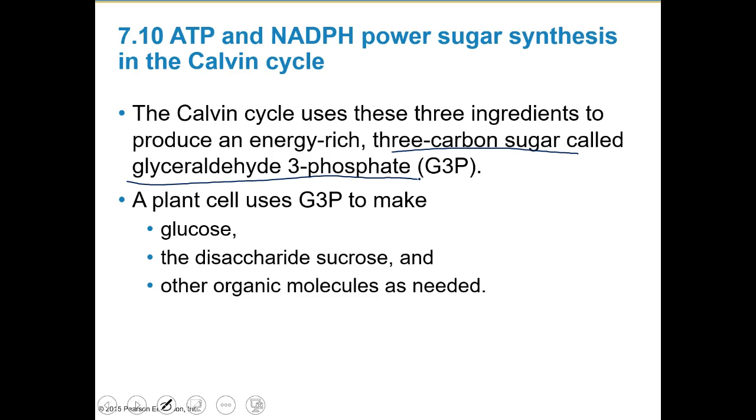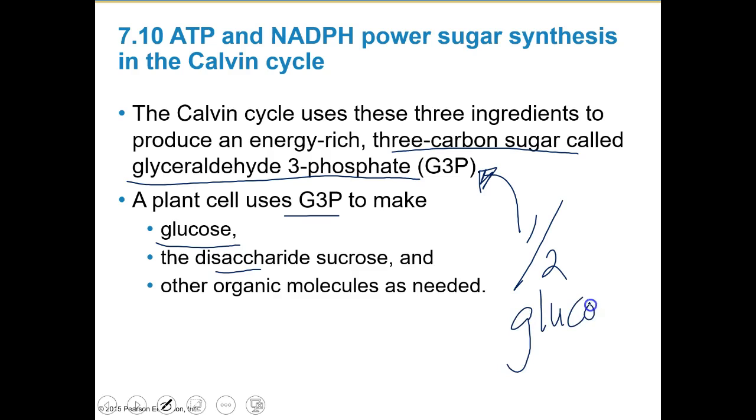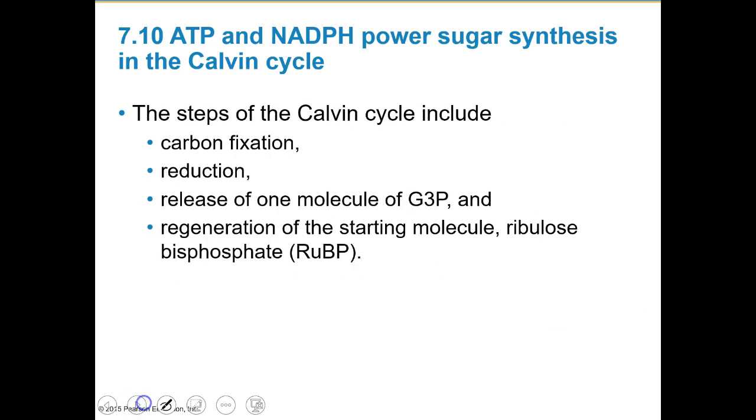G3P is 3 carbons, and a plant cell uses G3P to produce glucose or some disaccharides or any other molecules they really need. G3P is kind of like a starting point. But technically, G3P, 3 carbons, is actually half a glucose. Okay, half glucose. That's our ultimate byproduct of this.